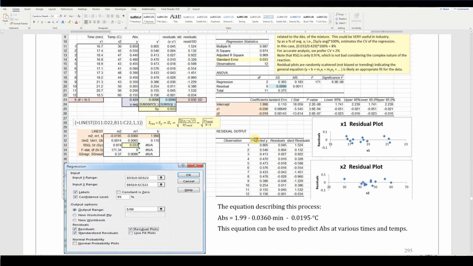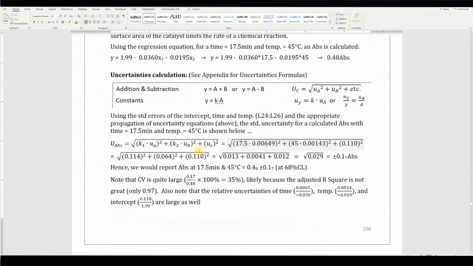And so we combine these together and it evaluates to plus or minus 0.17 absorbance. On an absorbance reading of 0.48, that is terrible. 0.17 is about one third of 0.48, a little bit more, so this is a large variation. We would have to report something like this: the absorbance at 17.5 minutes at 45 degrees C is 0.48 plus or minus 0.17 at the 68% confidence level.